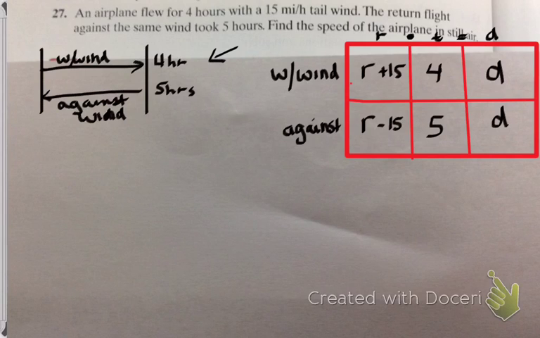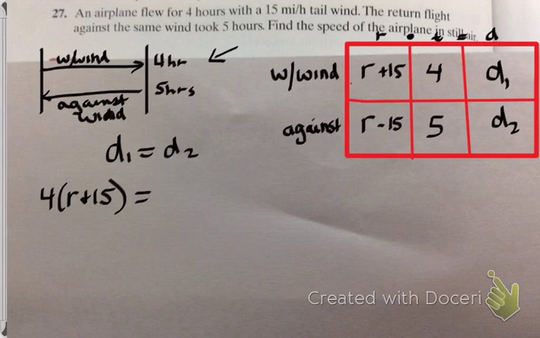So now, because these are the same, I can build my equation. I can do one of two things. I can just write out both equations: 4 times the quantity of R plus 15 equals D, or the quantity of R minus 15 times 5 equals D. Or I can start calling this D1 and D2, where D1 is equal to D2, and then substitute right in. 4 times R plus 15 equals 5 times R minus 15.